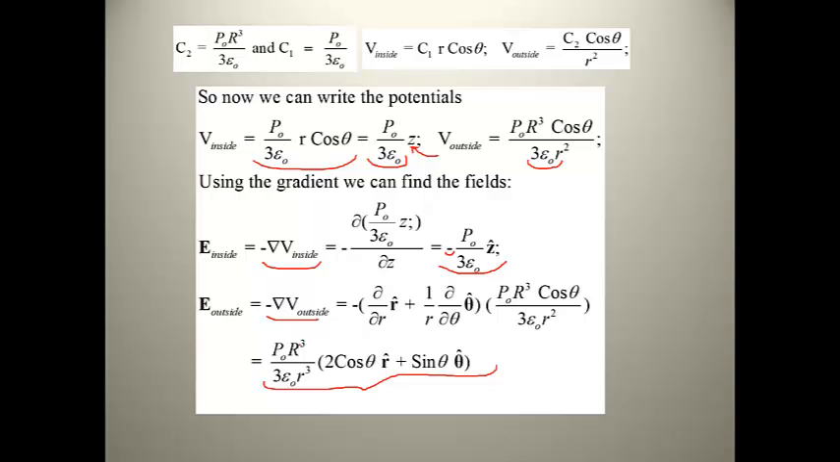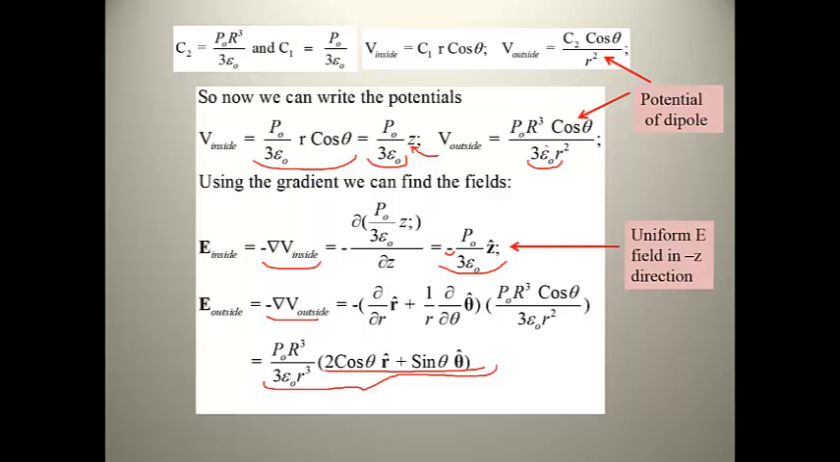a function that goes 1 over r cubed times this combination of 2 cosine theta times r hat plus sine theta, theta hat. Well, that should look familiar to you, because what we have here are potentials of dipoles. We have a constant E field in the minus z direction, and we have an E field that is outside, which is the E field of a dipole. I think you can recognize that here. And it has that dipole R dependence of 1 over r cubed.